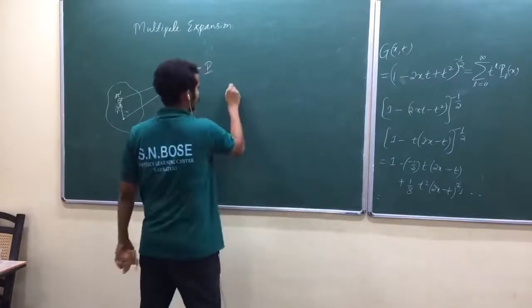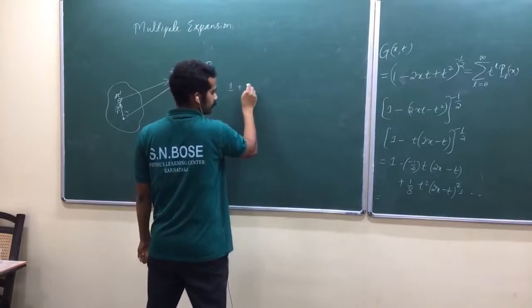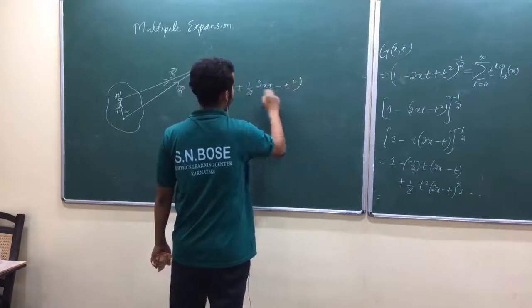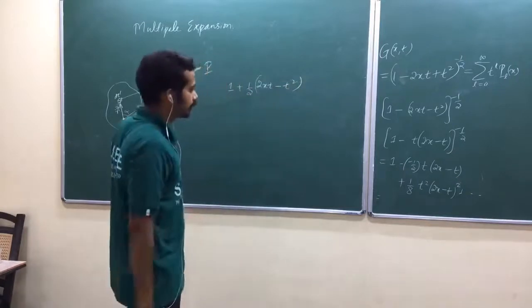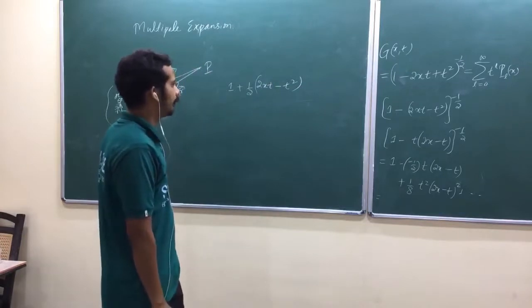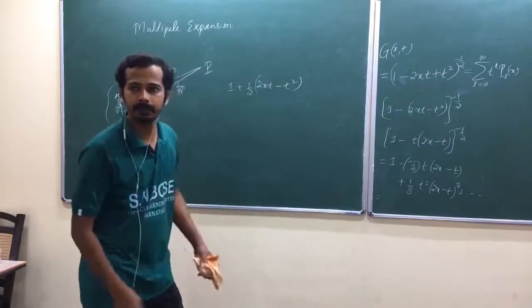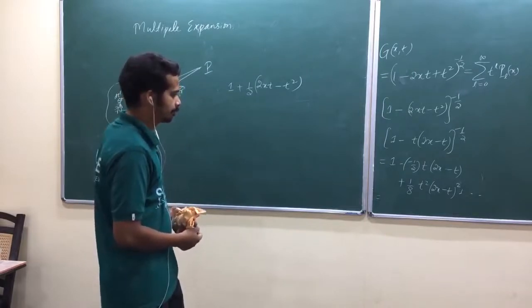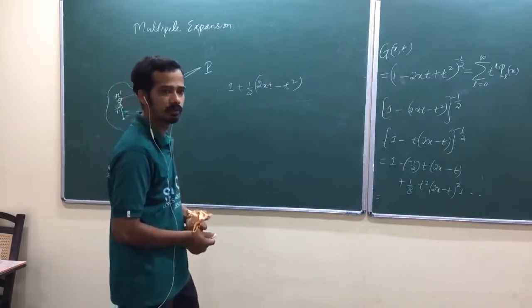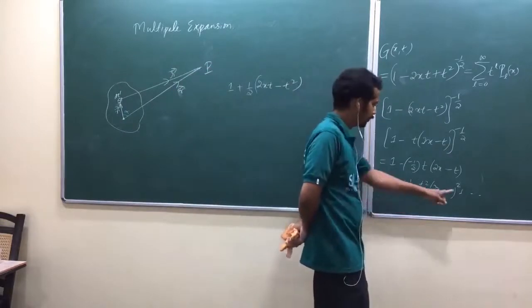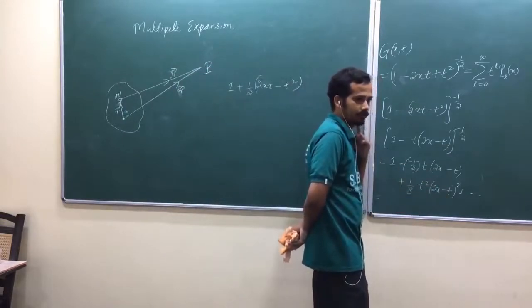Now, 1 plus half, what is this one? 2xt minus t square. Is it 2xt minus t square? Somewhere that t square should have got cancelled. That's what I'm expecting. Maybe next term? No. Minus t the whole square, okay.